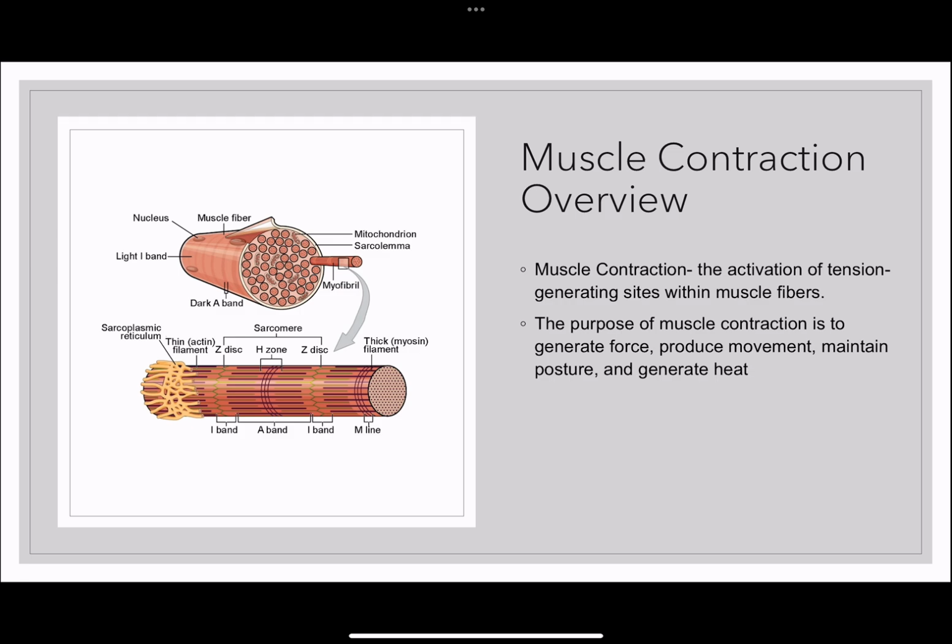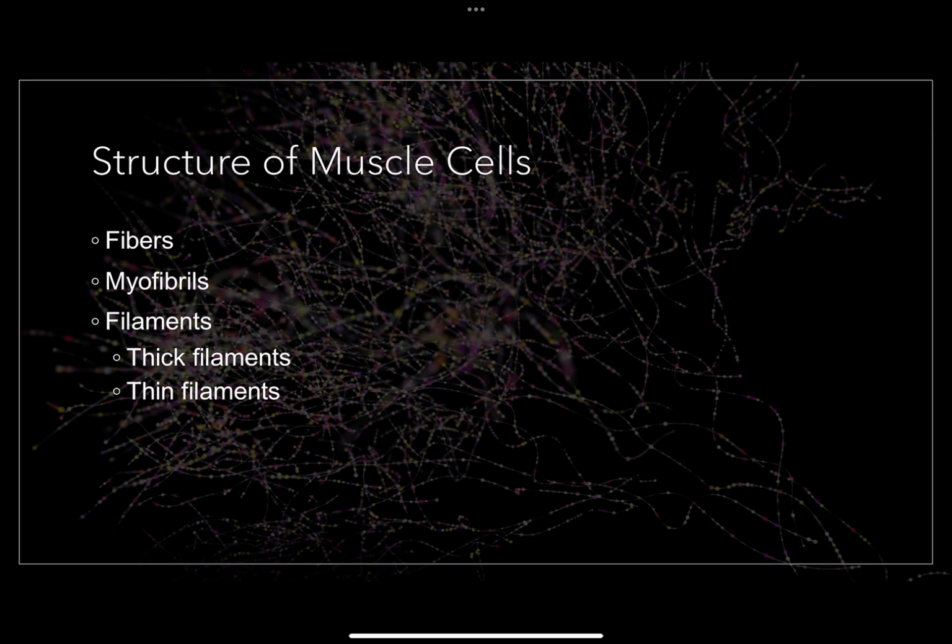And then ATP binds to myosin, causing the cross bridges to detach. And then the cycle repeats as long as calcium and ATP are present. And then when the signal stops, calcium is pumped back into the sarcoplasmic reticulum and the muscle relaxes. This brings us to the structure of muscle cells.